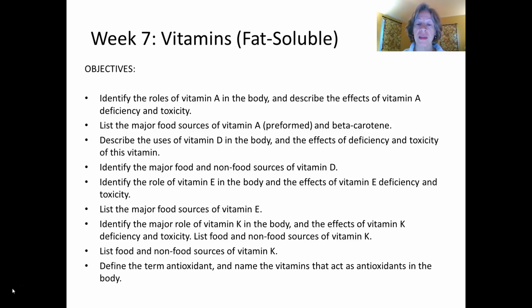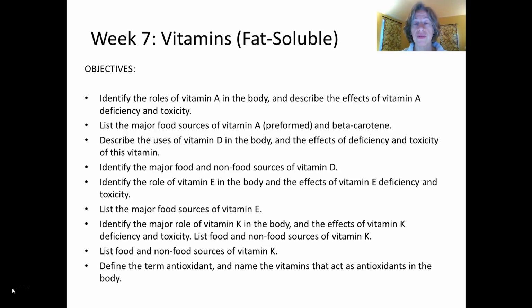Major role of vitamin K in the body. Remember, vitamin K, think clotting, blood clotting. So with too little vitamin K, you're not going to be able to clot. You're not going to be able to form a clot where you get cut. So you may bleed excessively. That's called hemorrhaging. Toxicity of vitamin K is really only a problem for people who are on some of these anticoagulant or anti-clotting drugs. These are heart patients.